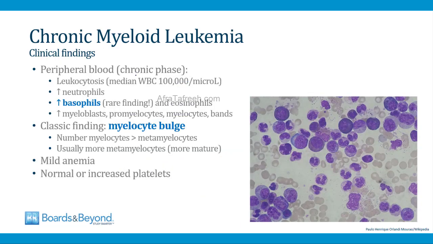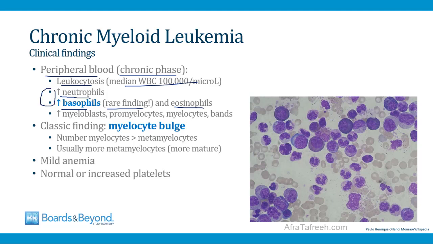The initial phase of CML is called the chronic phase, and this can last for years, and this is when most patients are initially identified. In the peripheral blood during the chronic phase of CML, you can first of all see a leukocytosis, so the white blood cell count can get very high. The median count at the time of diagnosis is 100,000. You also see increased numbers of all the granulocytes, so there's an increase in the number of neutrophils. There's also an increase in basophils. This is a very rare finding, and when you see it, you should think of CML. And you can also see an increased number of eosinophils.